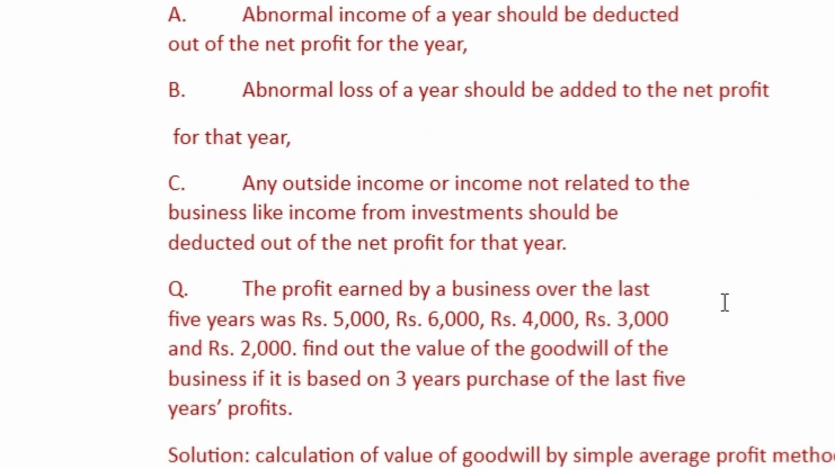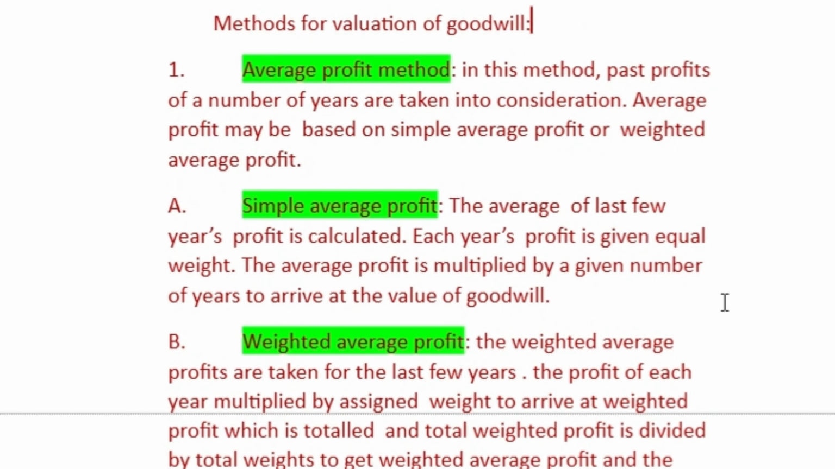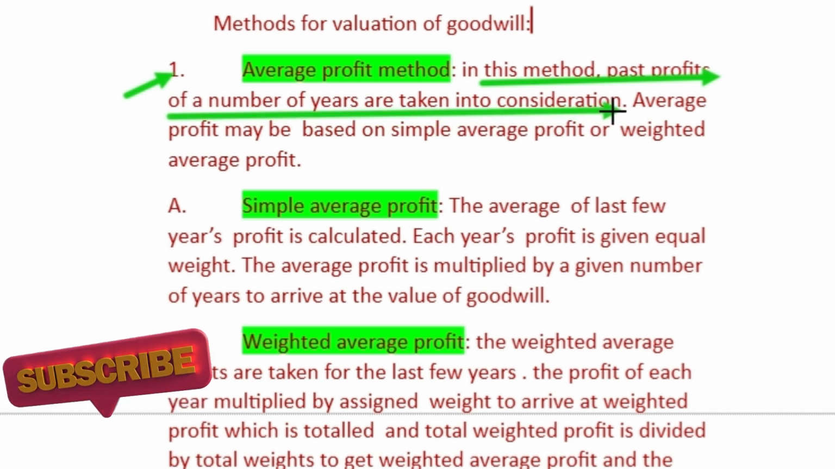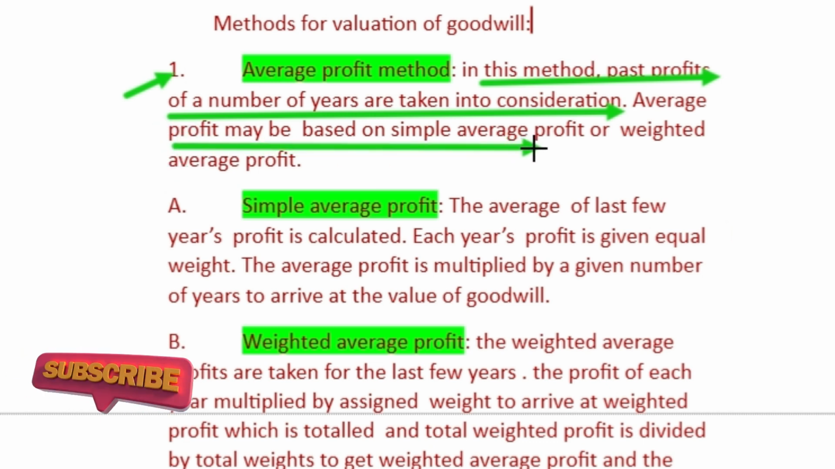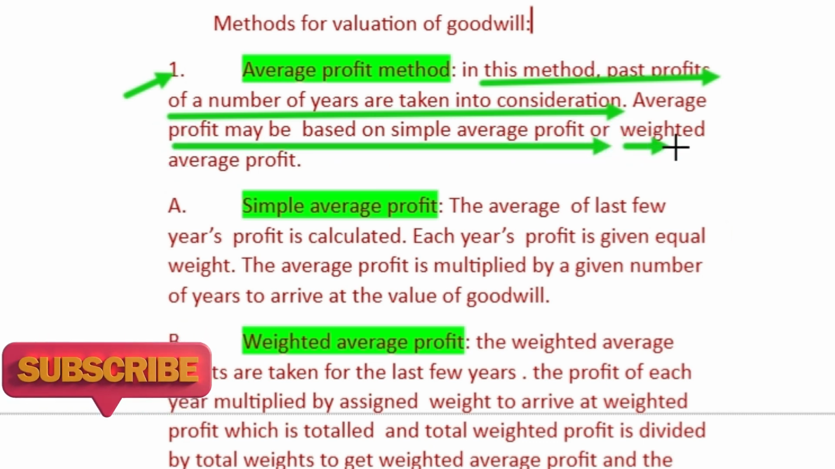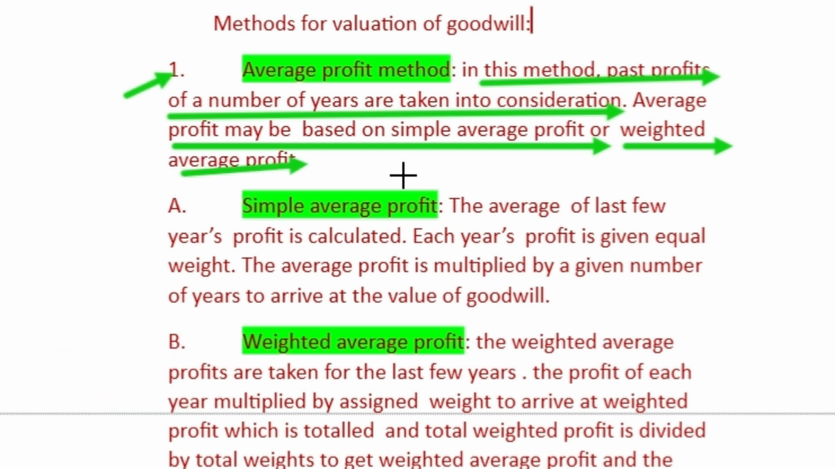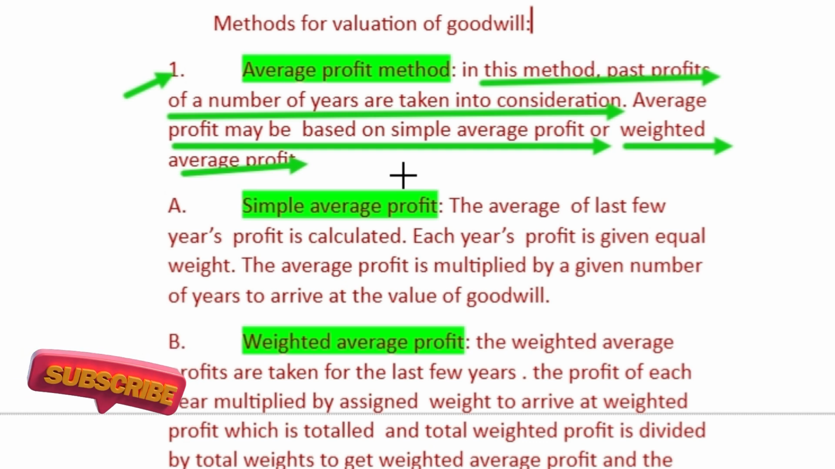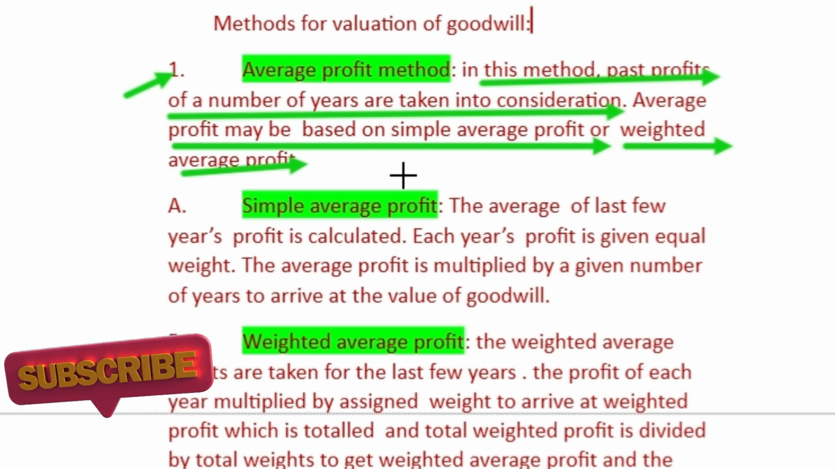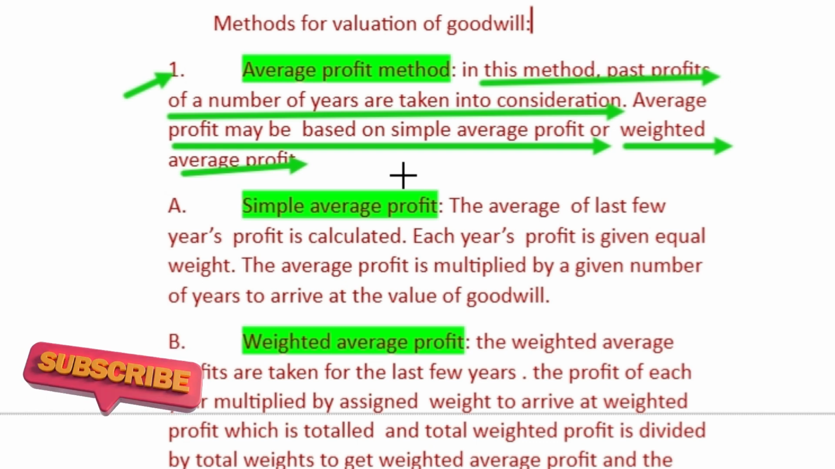Today I will focus on the method of average profit. Under the average profit method, past profits of a number of years are taken into consideration, and the average profit may be based on simple average profit or weighted average profit. So in this method, the value of goodwill is calculated using either simple average profit or weighted average profit.